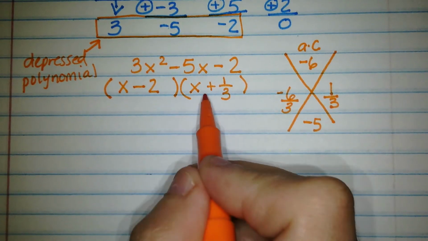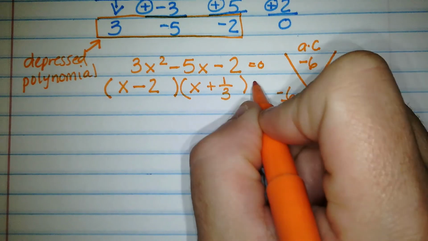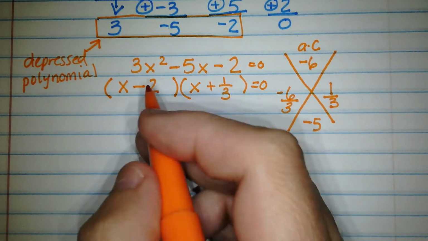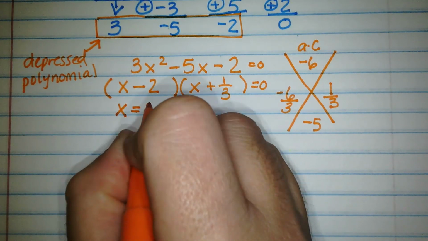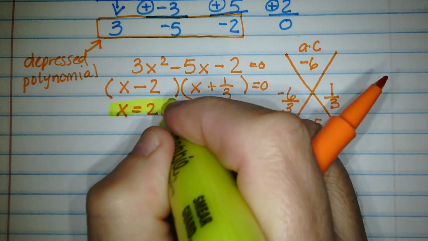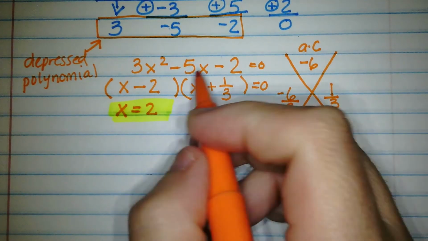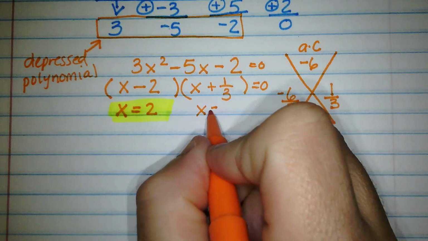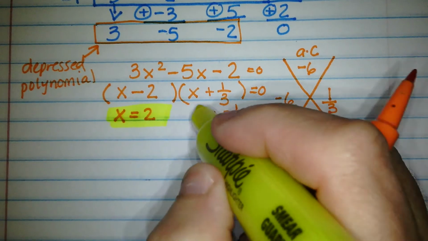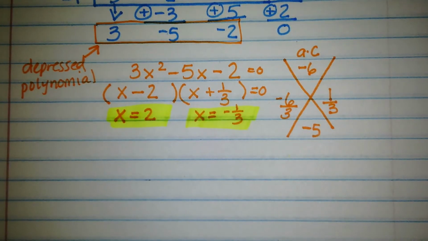These are factors. But now I'm going to solve it. So I'm looking to set it equal to 0 to solve for the roots. So if it's X minus 2, then my answer should be X equals 2. That's a solution. The next one, if this is X plus 1/3, I'm going to have X equals -1/3. And that's a solution. Now we're going to double check and make sure that they're on our possible list.